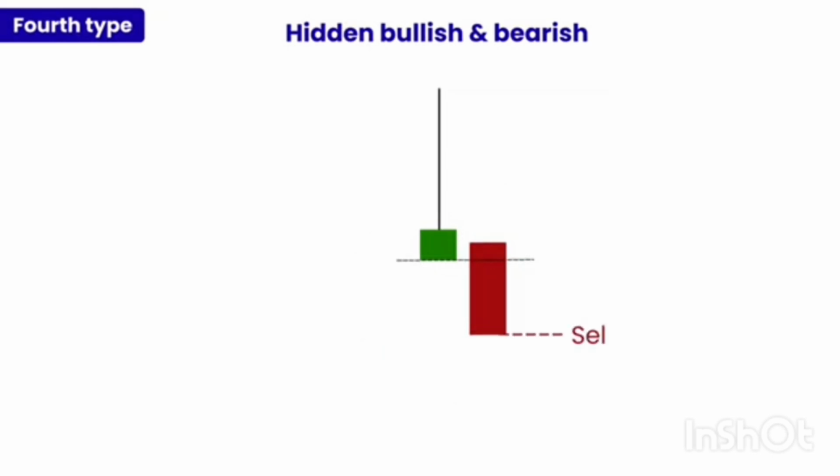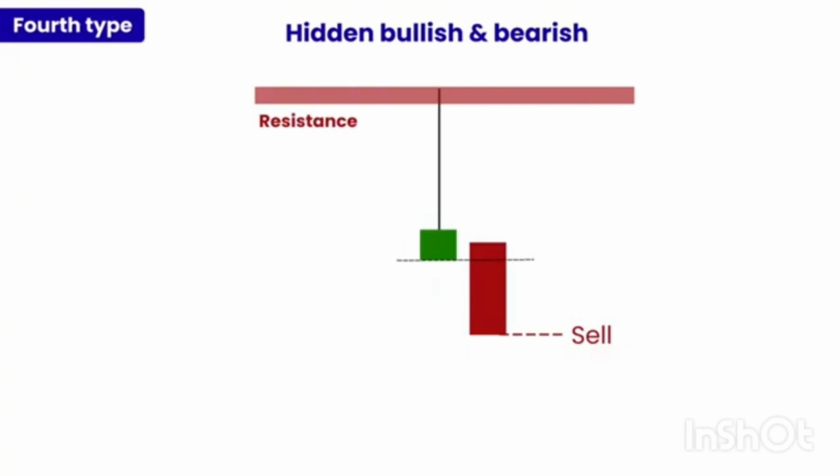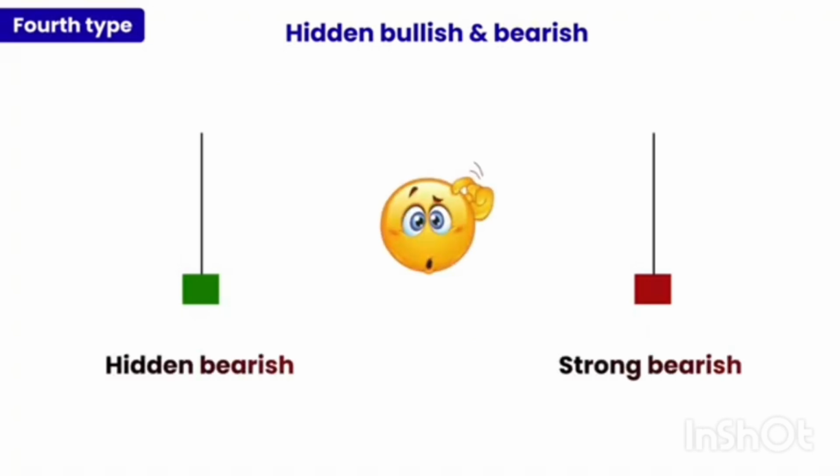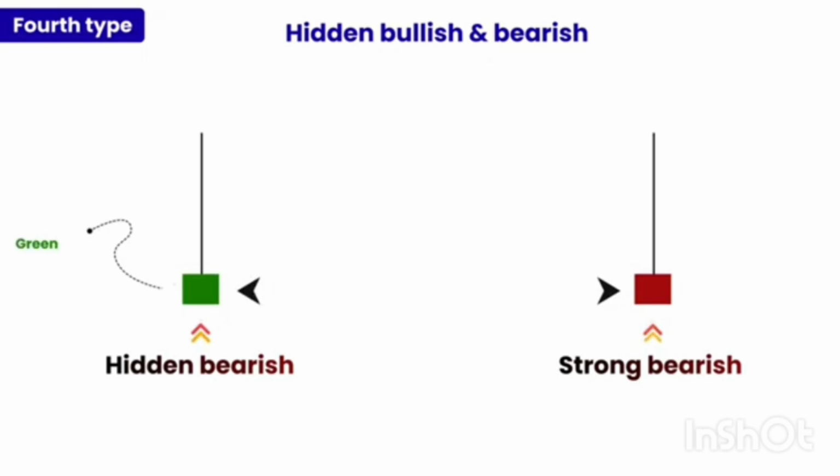Number 5. Neutral candle. The final type is the neutral candle. In a neutral candle, the opening and closing prices are almost the same. Both the upper and lower wicks are nearly equal in size. A neutral candle represents market indecision. If the market later breaks above the high of the neutral candle, traders can consider a bullish trade. If the market breaks below the low, traders can consider a bearish trade.